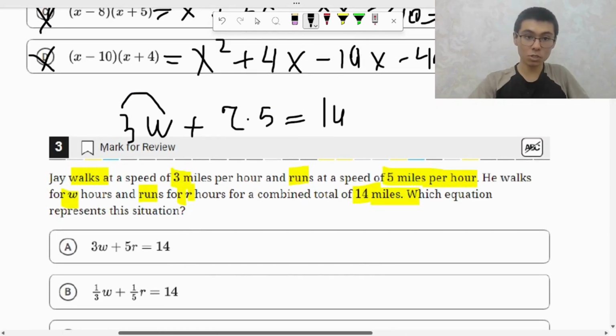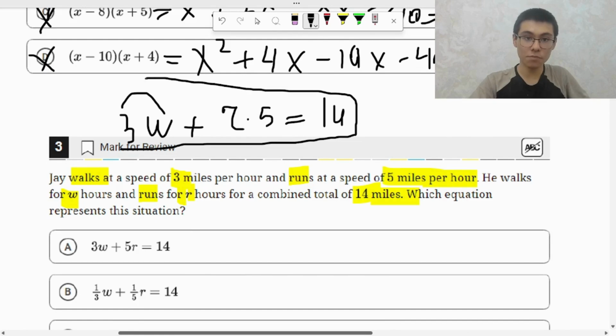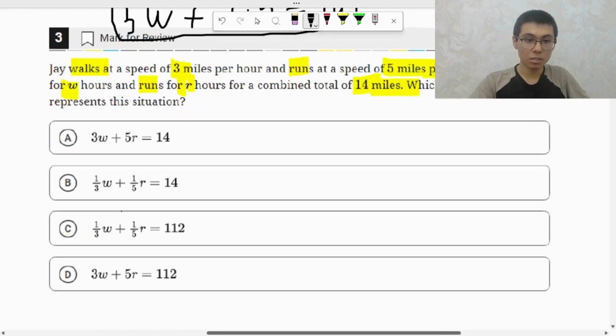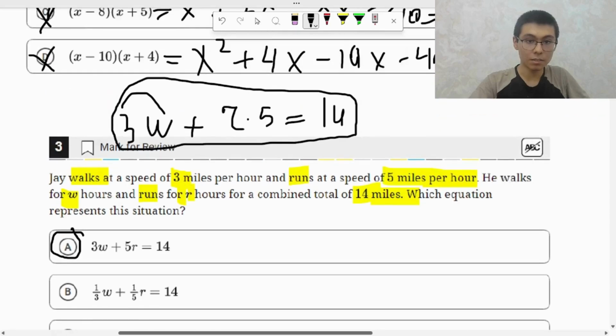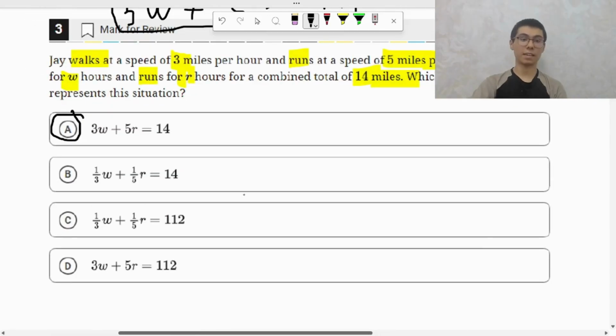So what I'm gonna do is look at the answer choices and find the exact match of this. So A is exactly the same. Other choices don't fit here.